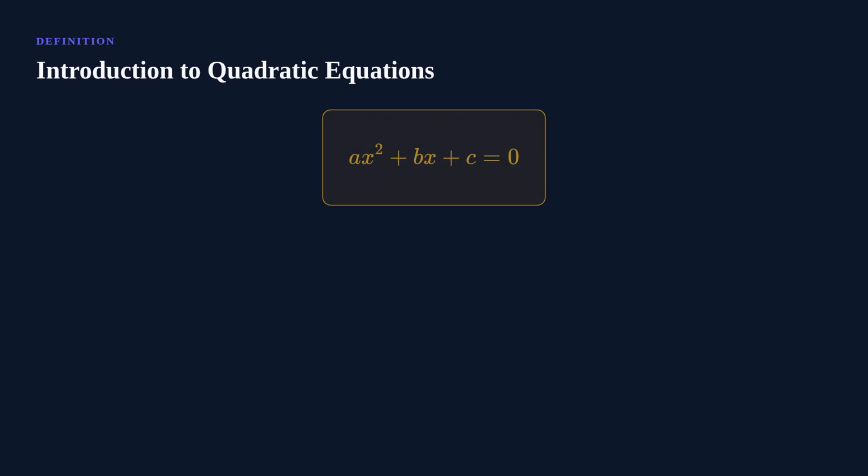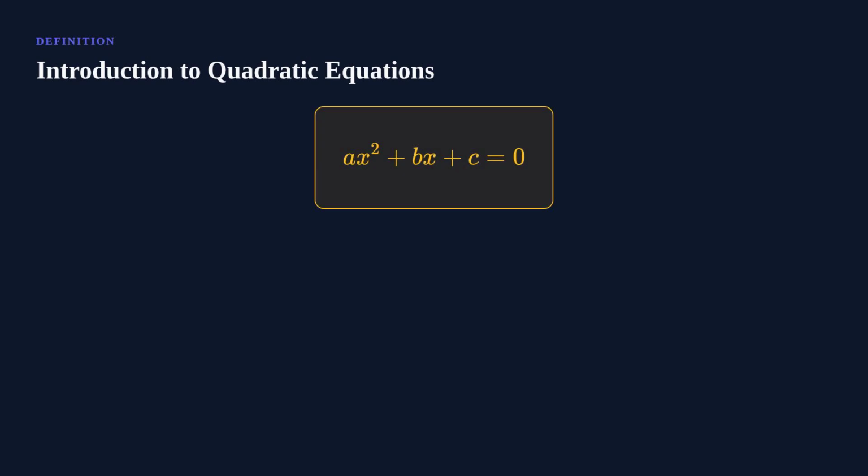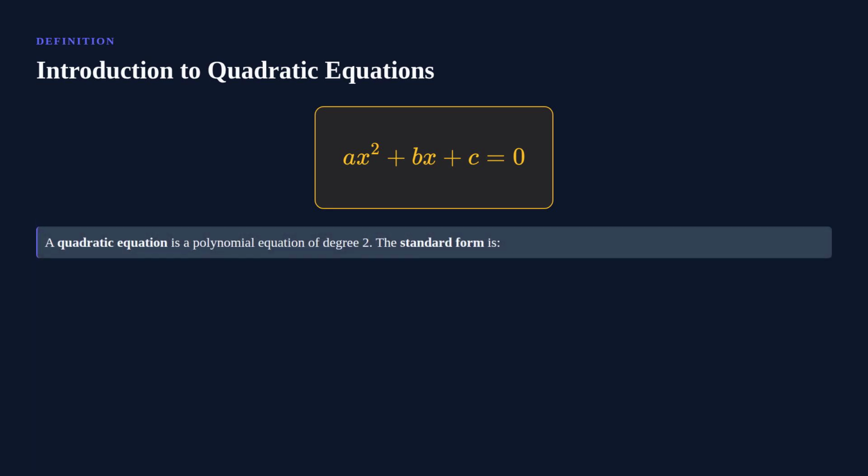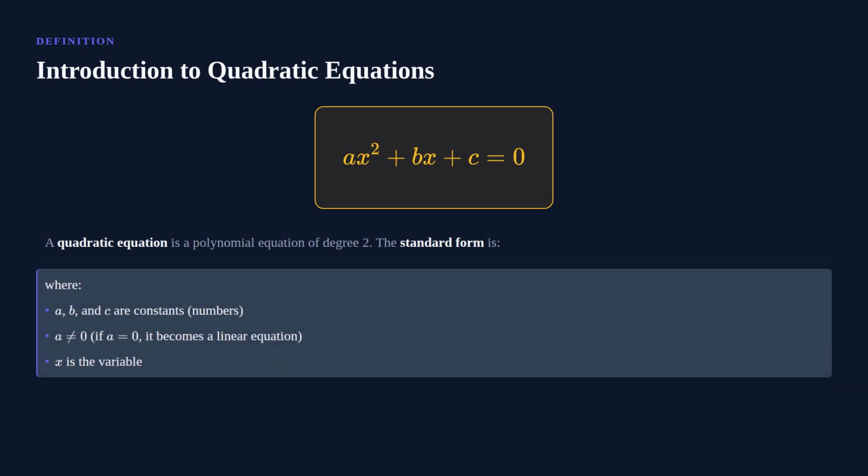A quadratic equation is a polynomial equation of degree 2. The standard form is ax squared plus bx plus c equals 0, where a, b, and c are constants, numbers. a is not equal to 0. If a equals 0, it becomes a linear equation.